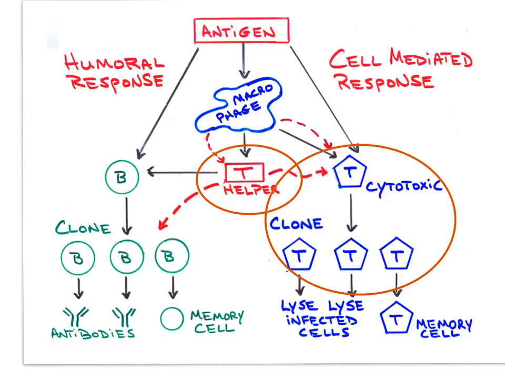When someone is infected by the HIV virus, their helper T cell numbers decline. And when helper T cell numbers decline, the patient is at risk of other opportunistic infections that they can't fight off because the B cells are not stimulated properly.